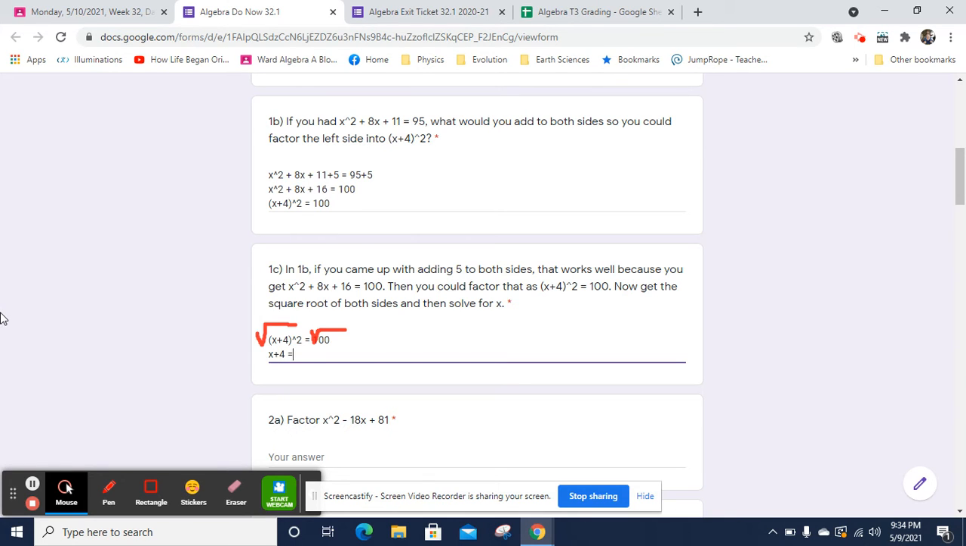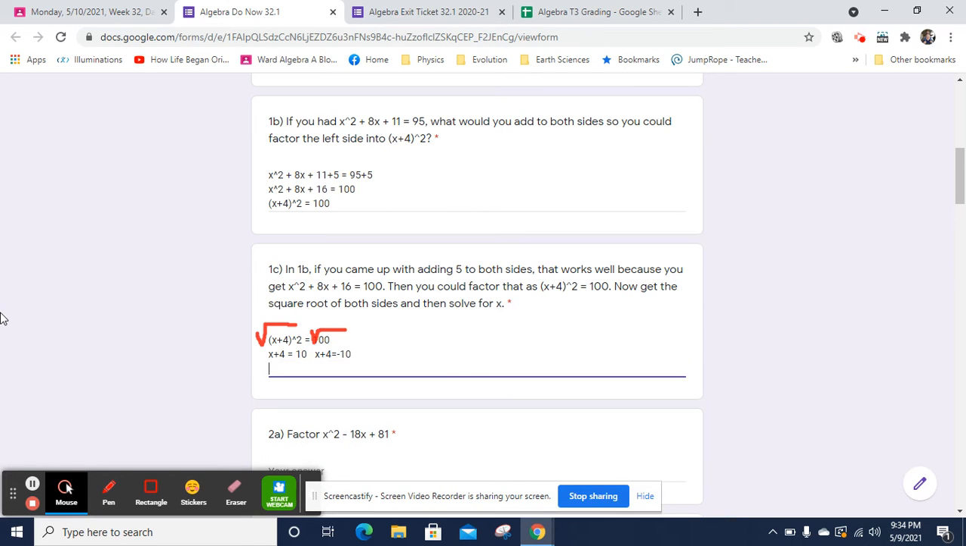Over on the right side, however, I'm getting the square root of 100. So that's going to be 10 or negative 10. So I'm also going to have x plus 4 equals negative 10. And then I'm supposed to solve for x. Now we just have a one-step equation to deal with. So minus 4 on both sides to get rid of plus 4.